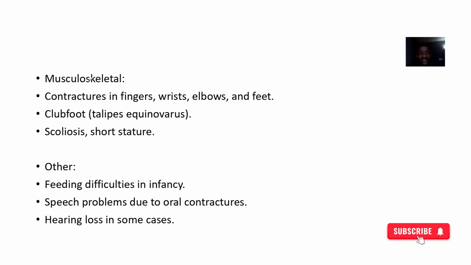So on the musculoskeletal side, you have contractures on the fingers, contractures on the wrists, contractures on the elbows, contractures on the feet. You have club feet. You also have scoliosis and short stature. So other ones, you can have feeding difficulties in children. Then what again? Speech problems, hearing loss, a lot of things.